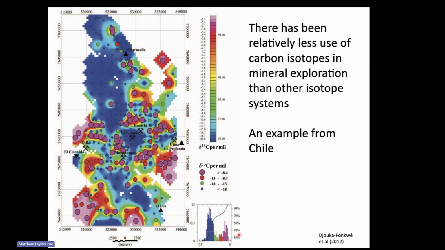And so there's not been a lot of case studies of using carbon isotopes in mineral exploration or ore deposit studies, but this is one that I found. The dots on the map represent the carbon isotope values. So the little dots are very negative. The big purple dots are the most positive. They're still negative, but they're the most heavy.